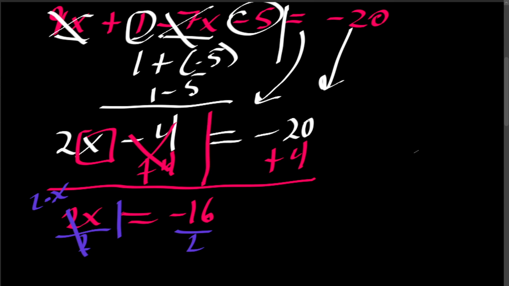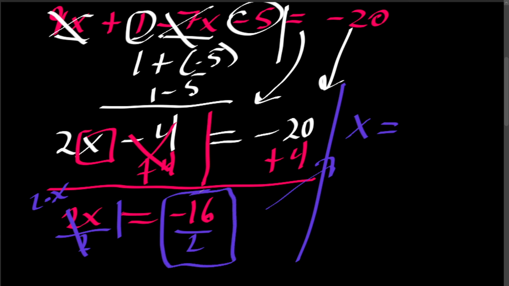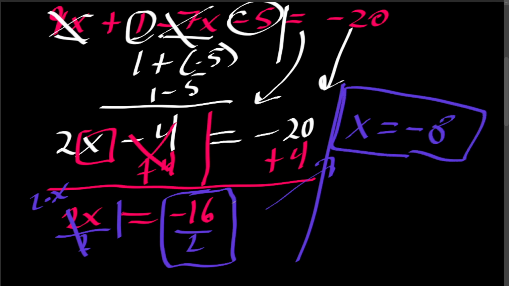All right, so now I'll just finish it over here. So now we have x equals negative 16 divided by 2. Negative 16 divided by 2, we would say a negative divided by a positive is negative. 16 divided by 2 is 8. So x equals 8. All right, so let's do another example.